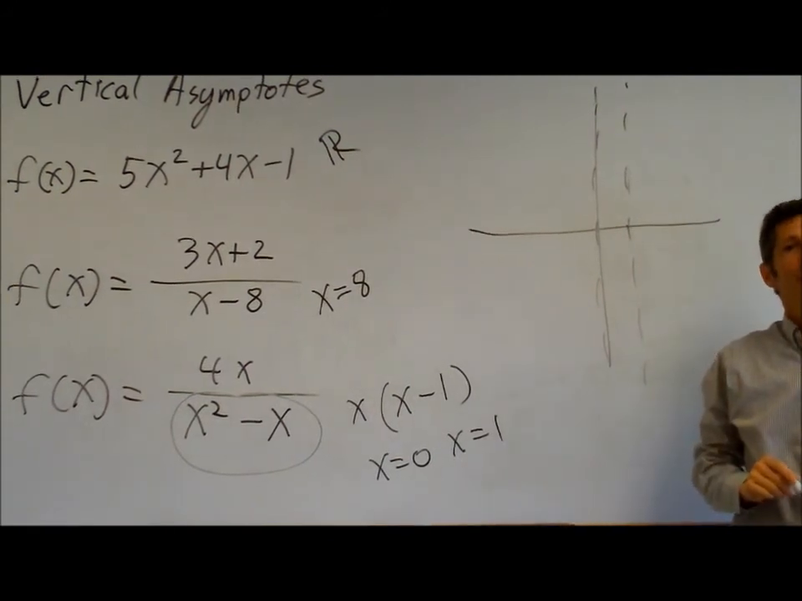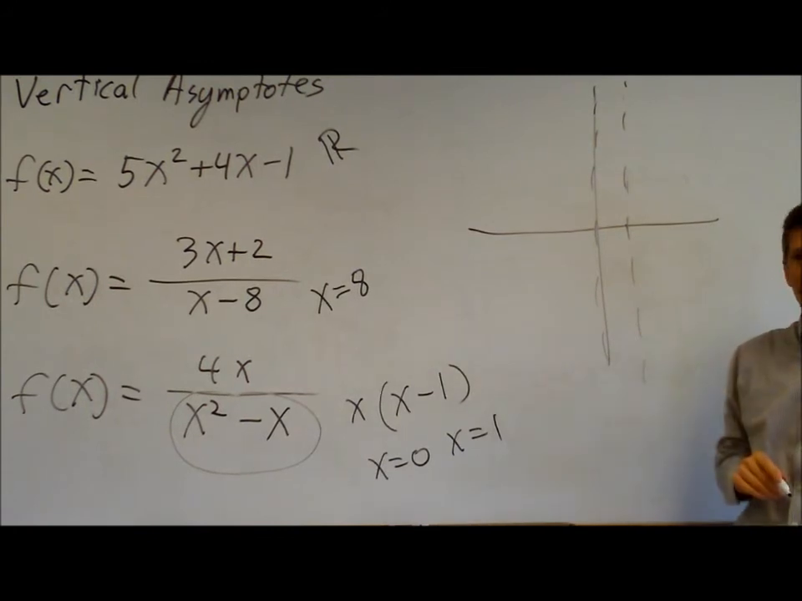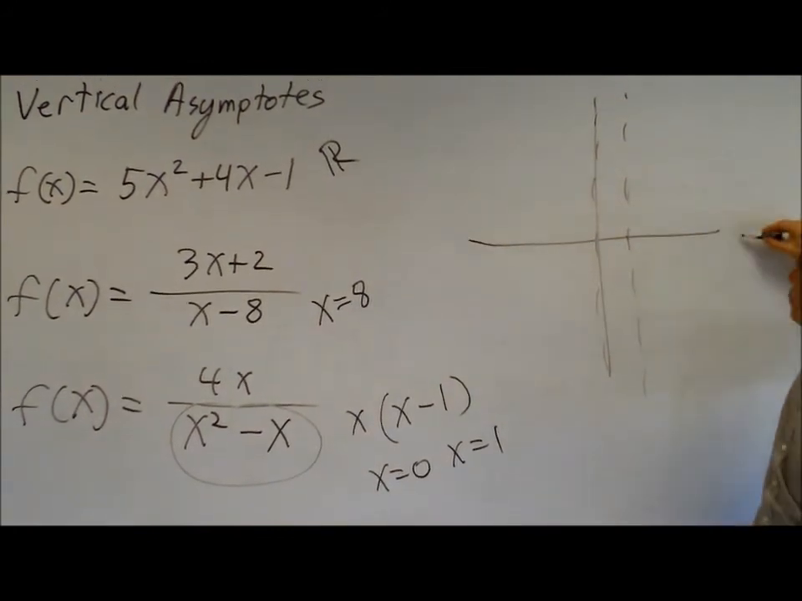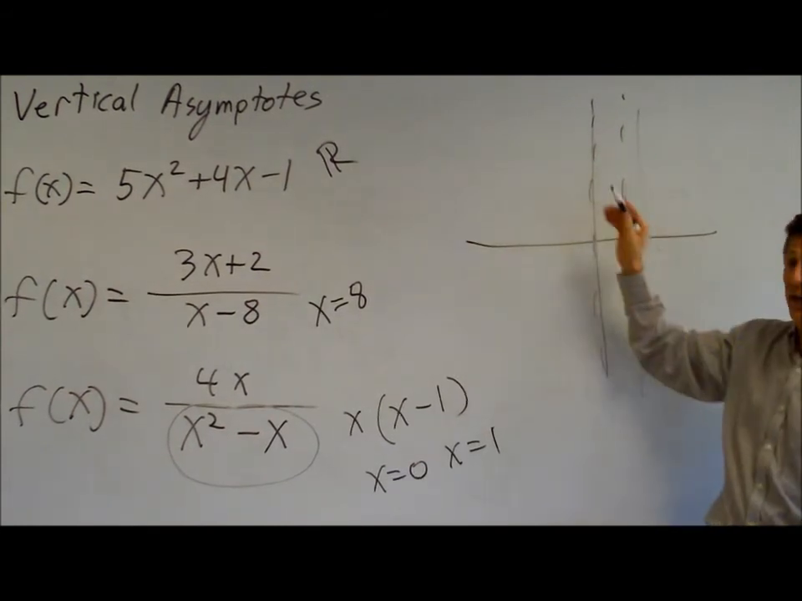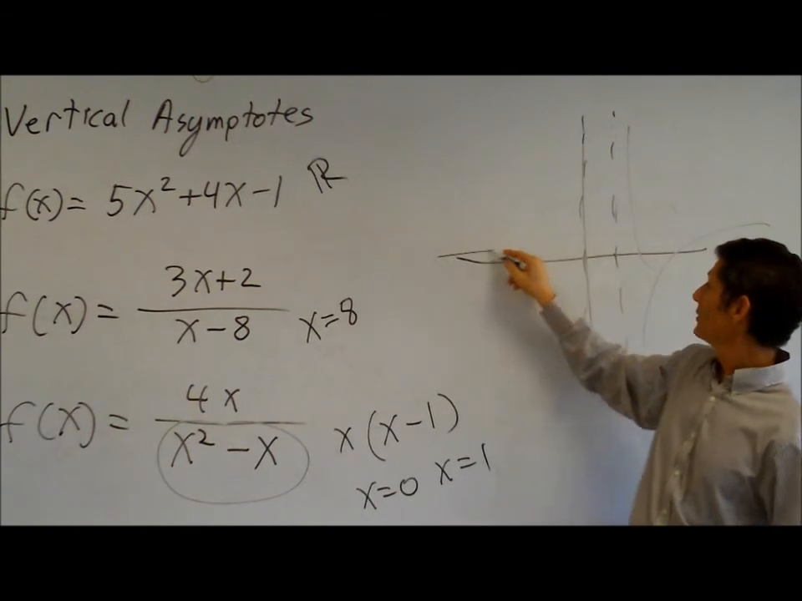How many vertical asymptotes can you have? I guess you could have as many as you wanted. You can have any number that you like, or exactly none. Again, I don't know how the function goes, but I'm not allowed to touch this line. It either comes from here or here. It never touches. Same thing on this side.